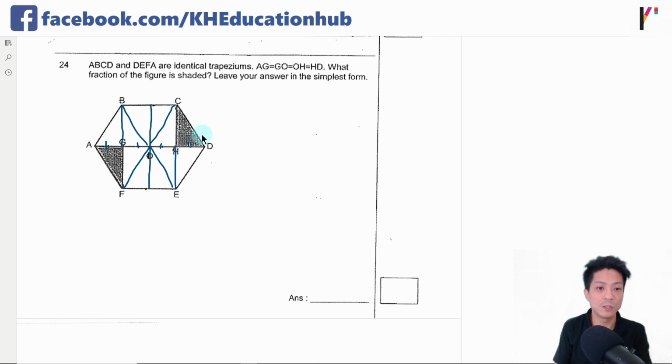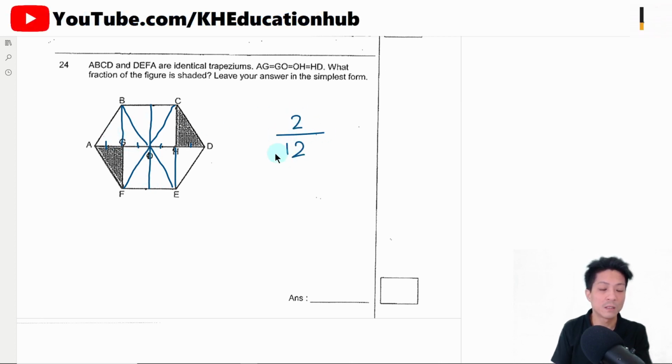Okay, once this is done, you just need to figure out the total number of triangles. 1, 2, 3, 4, 5, 6, 7, 8, 9, 10, 11, 12, right? So the total is 12. There are 2 shaded, and changing it to the simplest form will be 1/6.